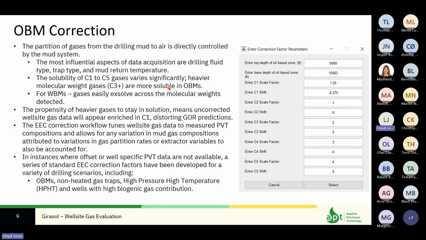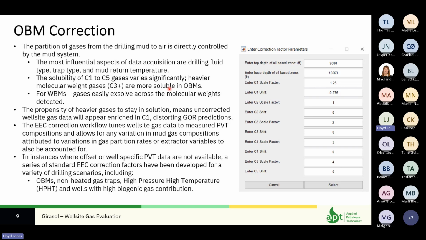So we use this EEC correction workflow to tune the well site gas data to measured PVT compositions. This allows for any variation in gas compositions attributed to partition rates or the acquisition setup to be accounted for. Typically, we don't have access to PVT data, especially if it's a post-well evaluation and you haven't quite run your PVT samples. So we have developed a series of standard correction factors that are applicable to the North Sea, but also applicable to worldwide scenarios, really.